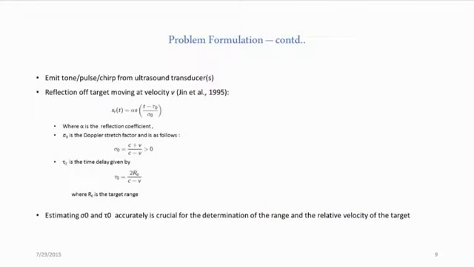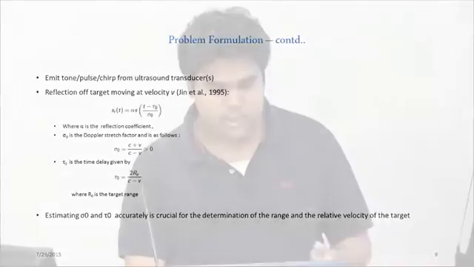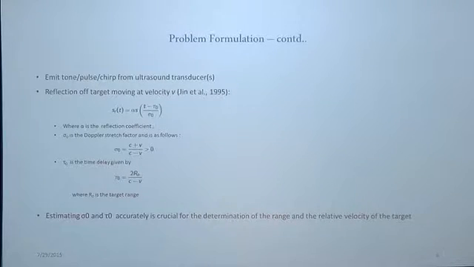Typically a tone or a pulse or a chirp is emitted to ensonify the surroundings, and we make use of a chirp signal that goes from 38 kilohertz to 42 kilohertz. The reflection of a moving target at a velocity v is represented by SR of t, and you can see that the signal is stretched and delayed. So the stretch gives us an estimate of the velocity of the object, and the delay gives us the distance, basically the time of flight.